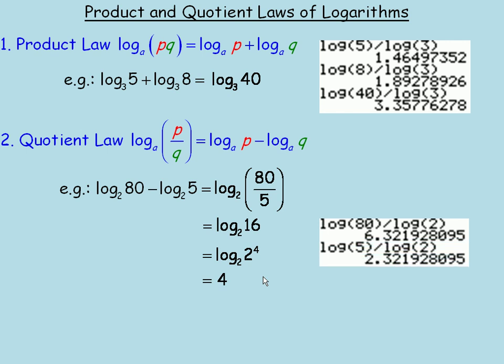I could demonstrate this using my graphing calculator as well. If I took the log of 80 base 2 and the log of 5 base 2 and subtract them, I should get 4. That's what this is saying here. And of course, notice the decimal part's exactly the same, so this decimal minus this decimal will be nothing, and so 6 minus 2, of course, is 4.